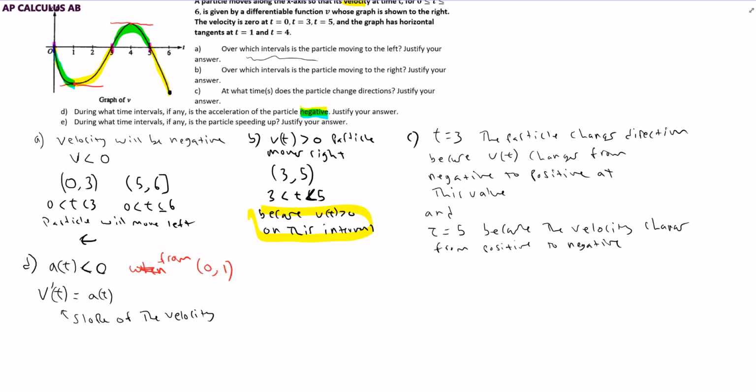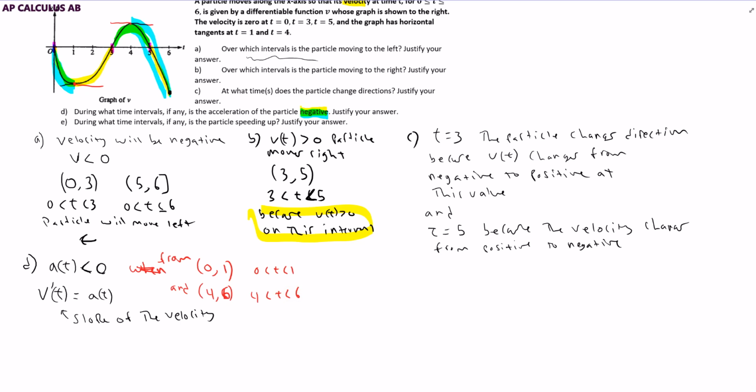And then where else is the slope negative? Well, the slope is negative from there to there, right? It's going down, it's decreasing there, from 4 to 6. And again, the alternate notation for this is 0 is less than t is less than 1, and this one is 4 is less than t is less than 6. That's where the acceleration is negative.